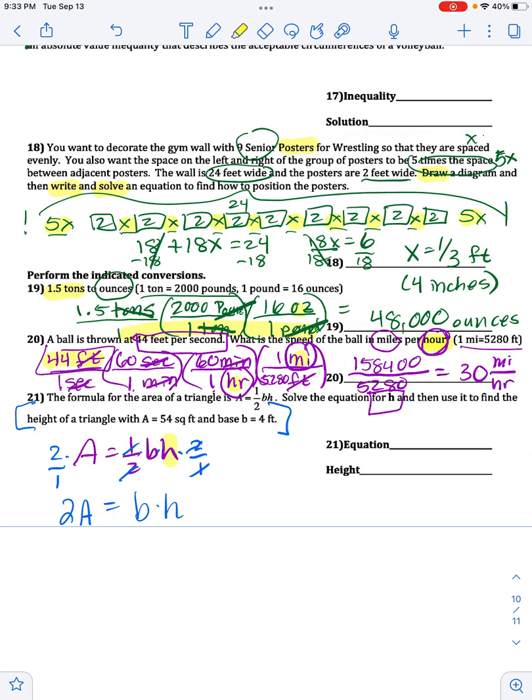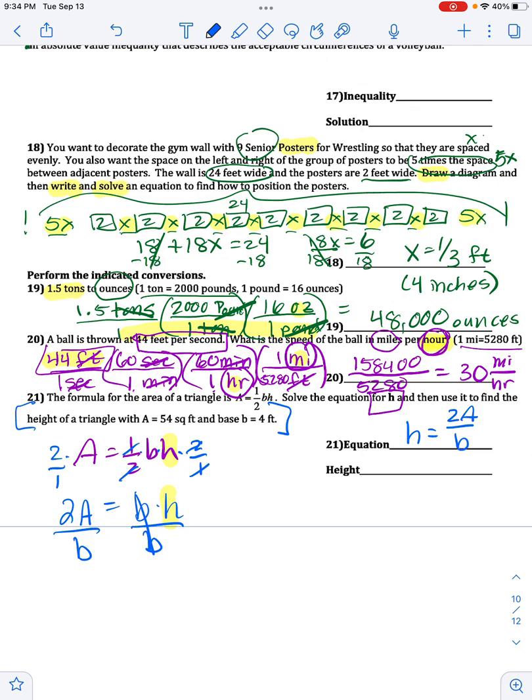Still trying to get H alone. Now it's multiplied by B, so to get rid of multiplication, I divide, because remember, solving for a variable, like solving for H, doesn't actually mean you're going to come up with a number. It just means you're getting the H alone. So the equation they want is H equals 2 times A all over B.